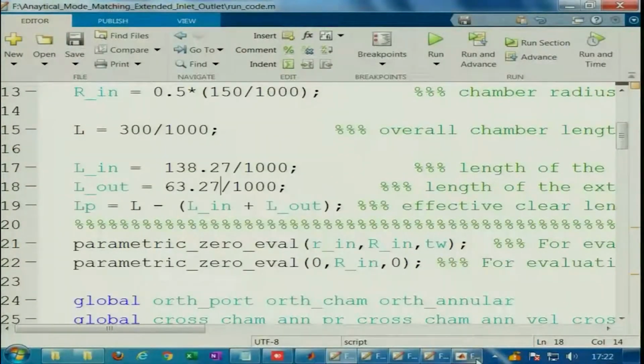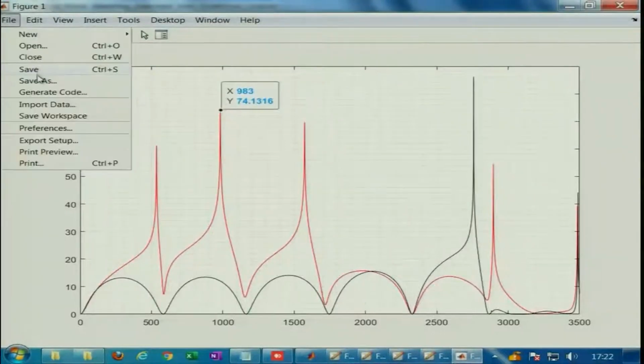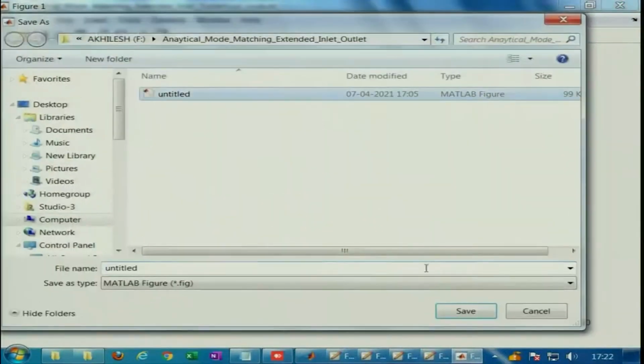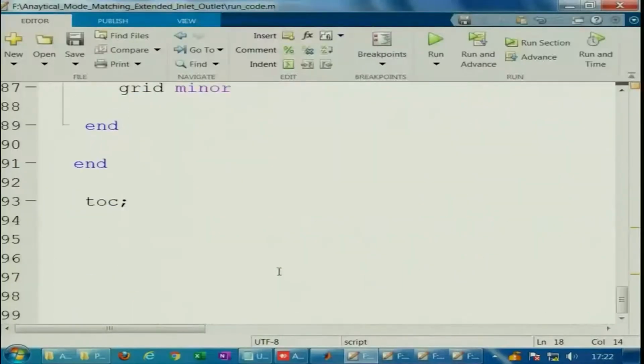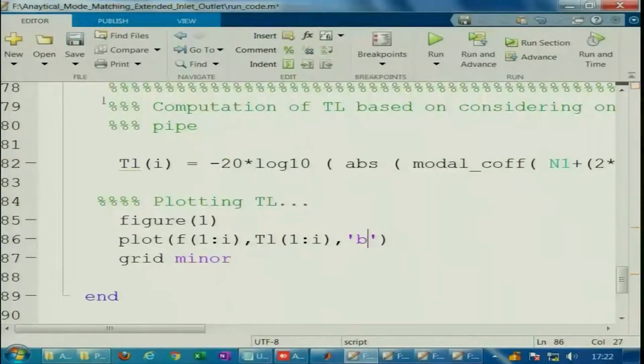Before running the code, let me save this file as untitled here, and plot it in a different color, let us say blue.